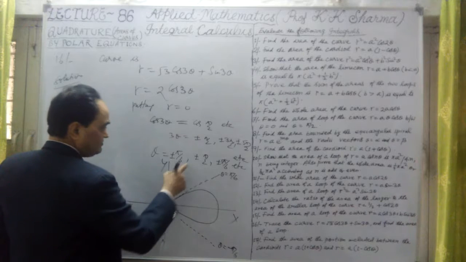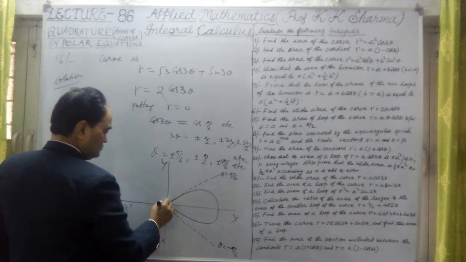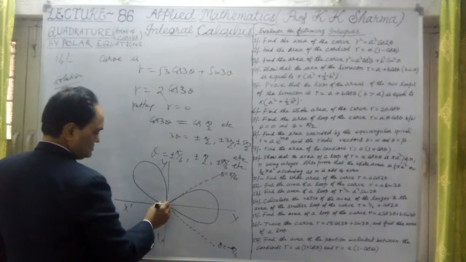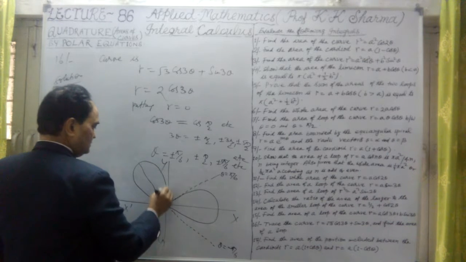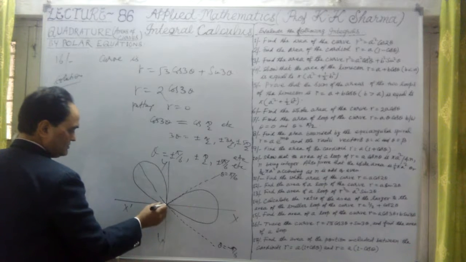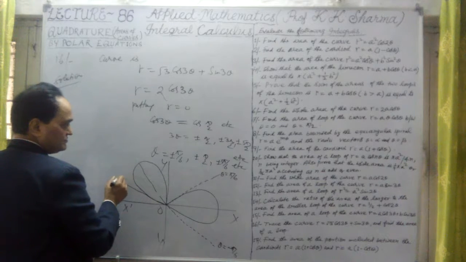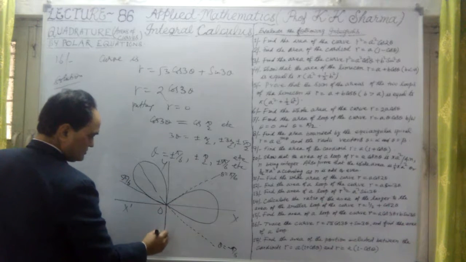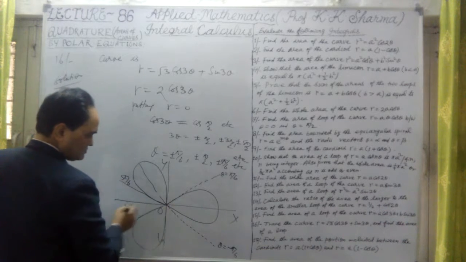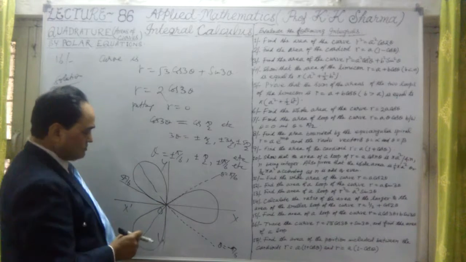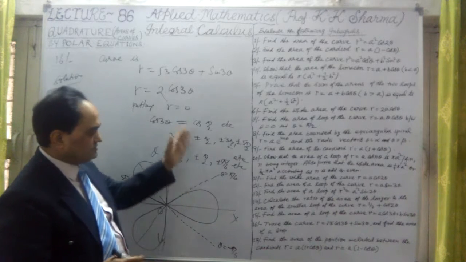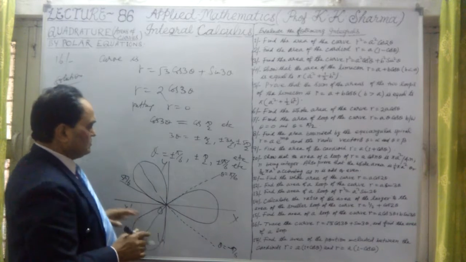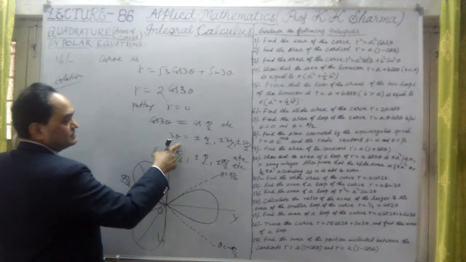Okay, the second curve will be between pi by 2 to pi by 6. So this is pi by 2 and this is pi by 6, and the second will be this. So the third one. There are 3 loops as we described in that. So this is how we can trace them, or we find out the value of theta.